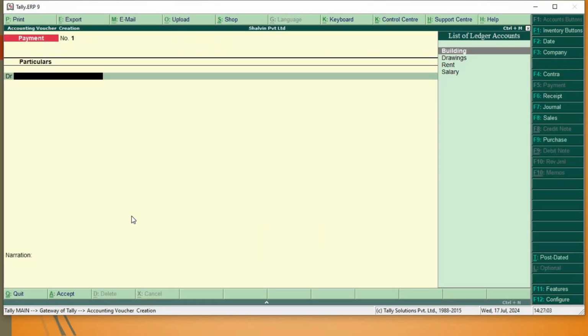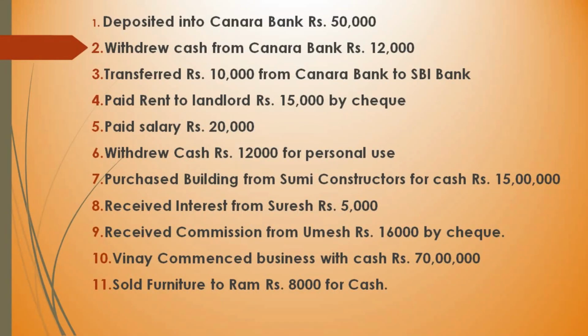So once again we'll just enter this transaction first. That is your 10th transaction. Vinay commenced business with cash rupees 7 lakhs. So let's do this entry first. So after money invested by the proprietor, let's start the other entries.